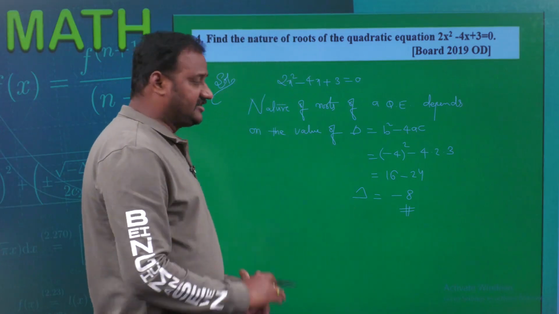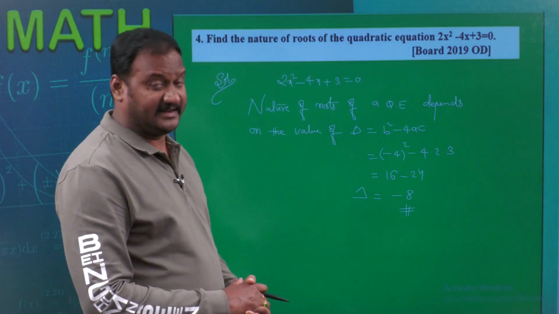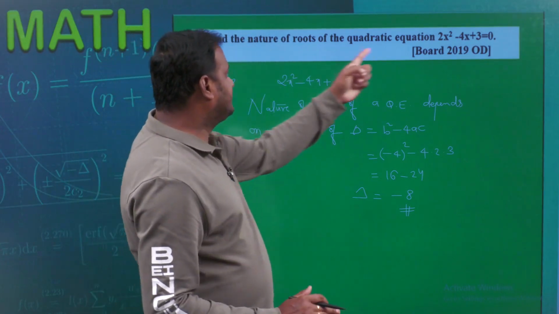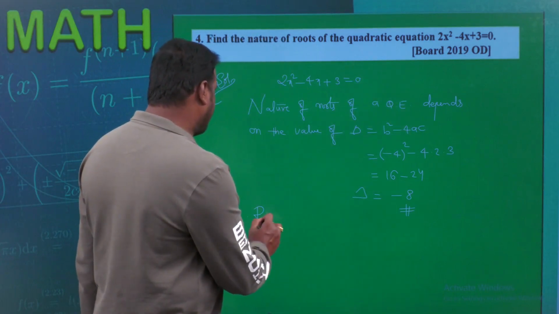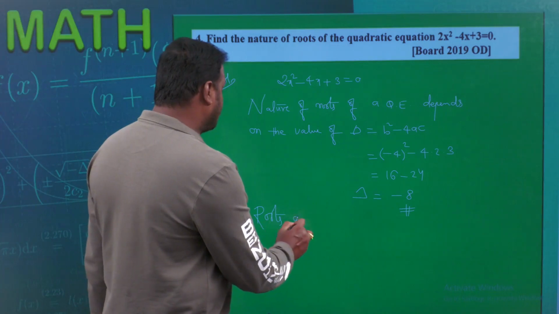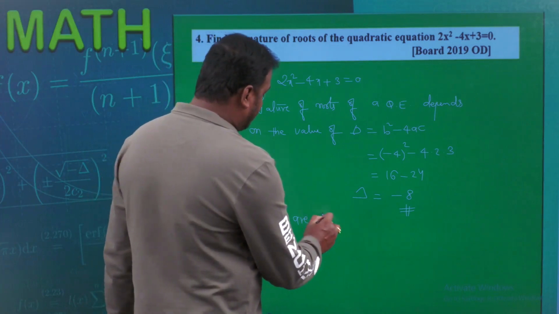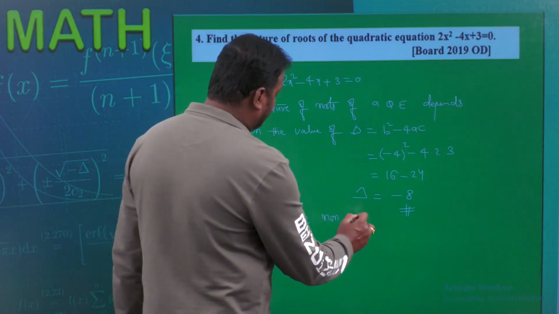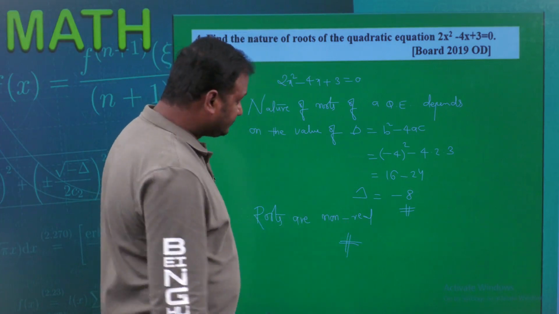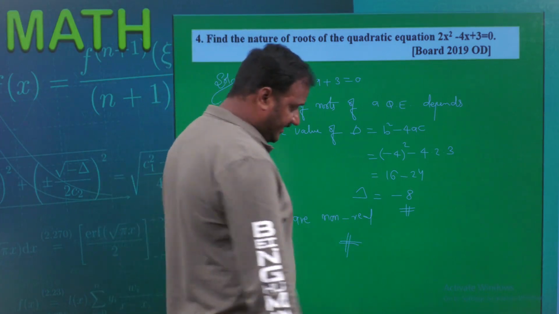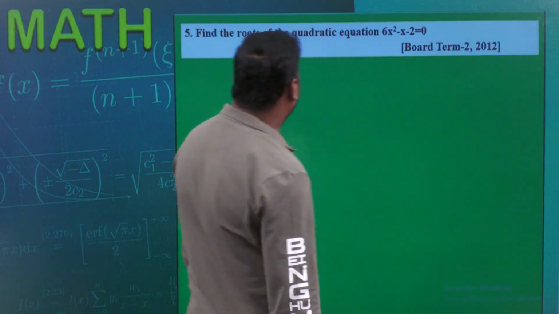Since delta is negative, what is the nature of the roots? Therefore, the roots of this quadratic equation are non-real roots. So this way we can easily find out the nature of the roots of the quadratic equation.